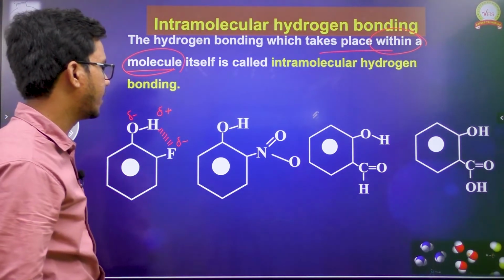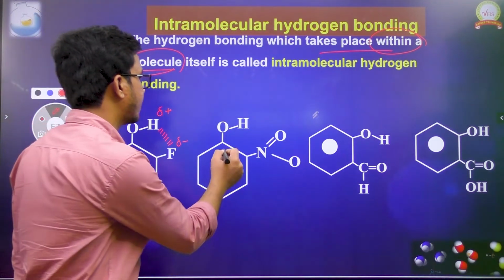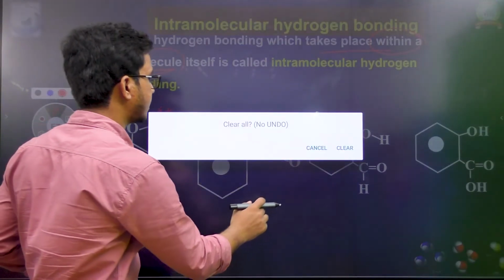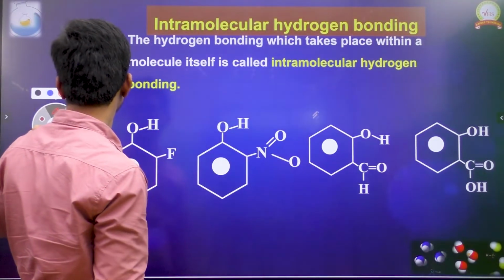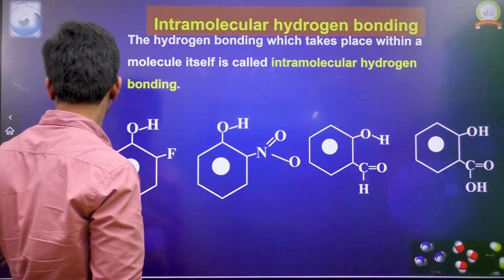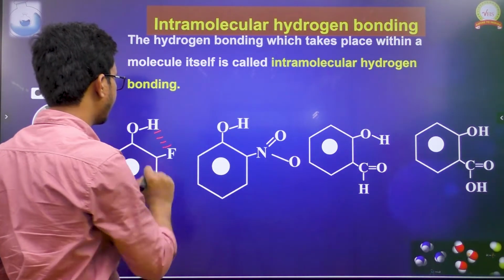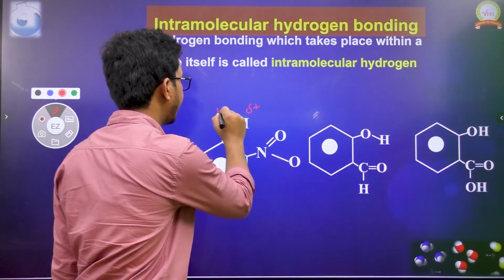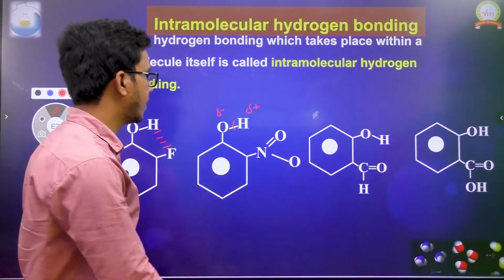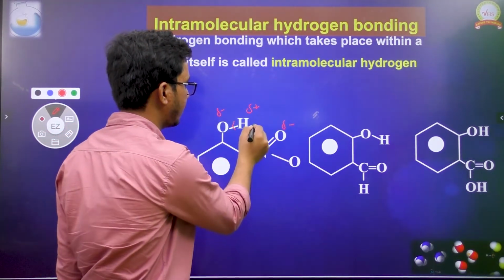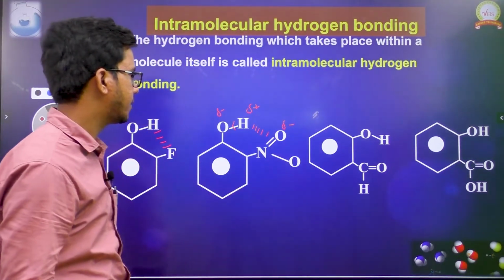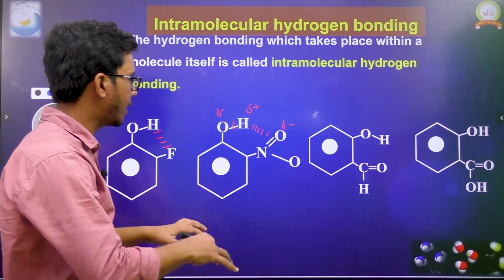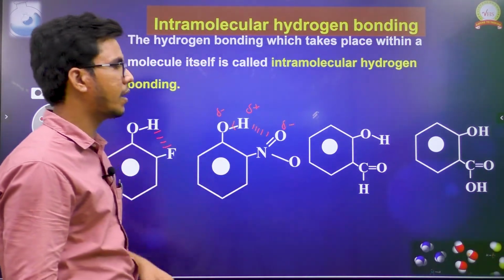If we take the second example here, same again, hydrogen is connected to oxygen. Here we have seen intramolecular hydrogen bonding. Now let us see here. It is partially positive, partially negative. Electron shifting takes place towards oxygen, making it partially negative. What happens between these two? Hydrogen bonding formation takes place. Since the hydrogen bonding formation is taking place within the molecule, we call this intramolecular hydrogen bonding.